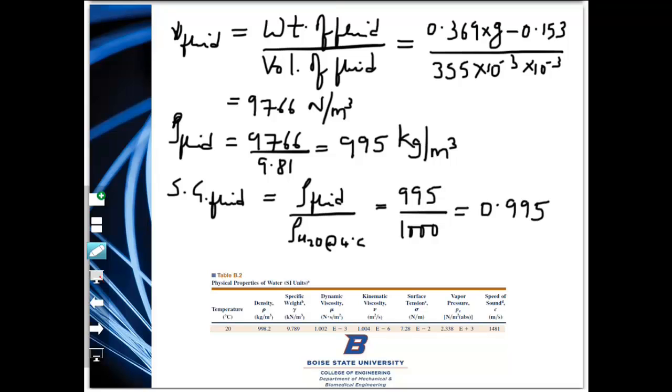So it's about 0.995. And then at the end, you're asked to compare these results with water at 20 degrees C. So this is table B2. I just pulled off the values at 20 degrees C. You can see that the density of water is given here, the specific weight is given, and you can find out the specific gravity from here, and you can see that all of them are higher than for your fluid.